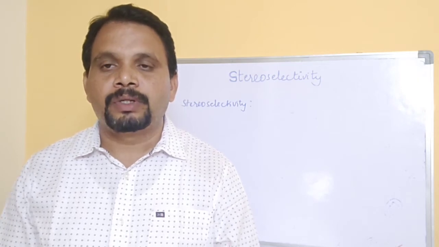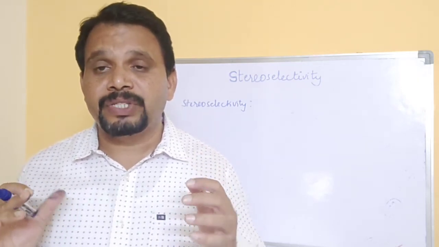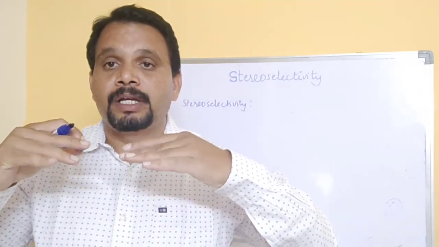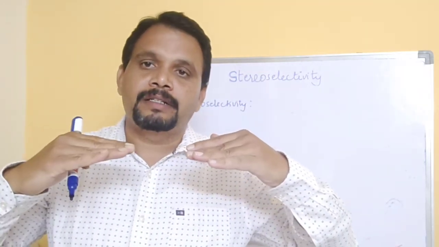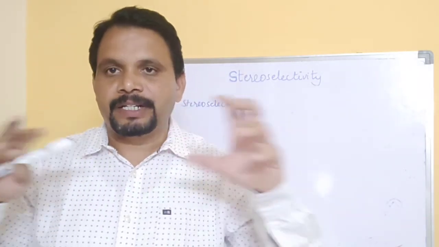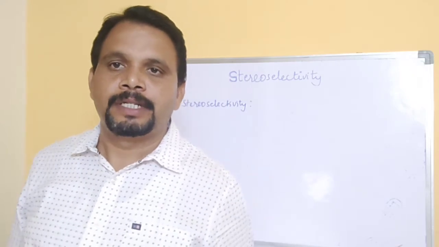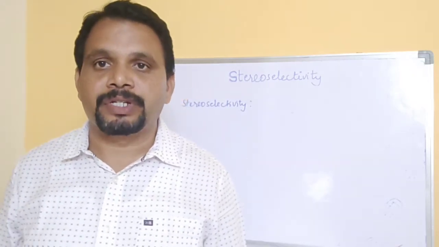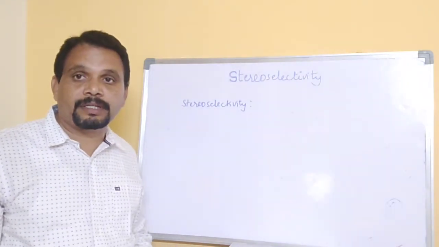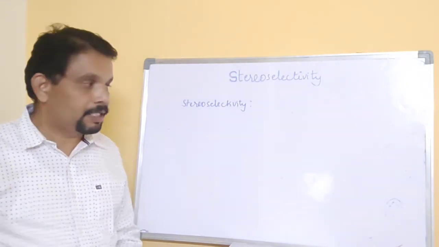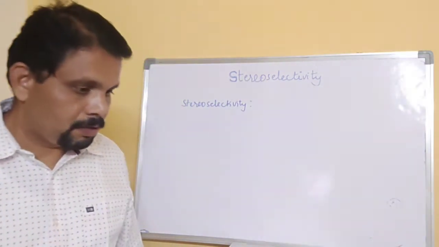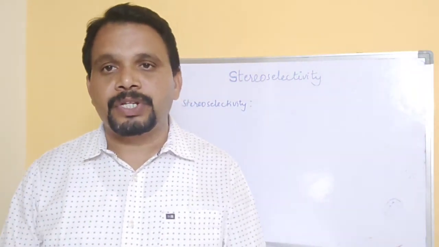So stereoselectivity means different spaces, whether the reagent comes from the front side or the back side, different spaces in a three-dimensional structure. You need to understand stereoselectivity. Let us look at the definition of stereoselectivity.